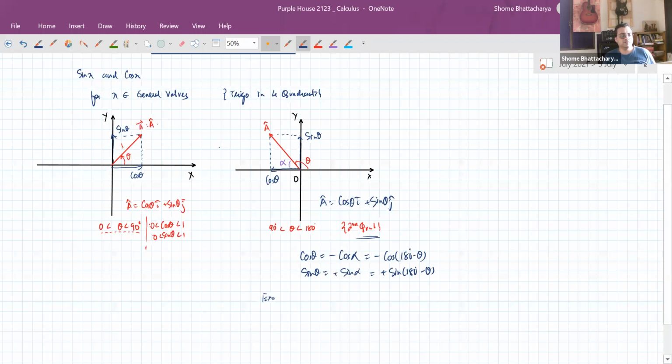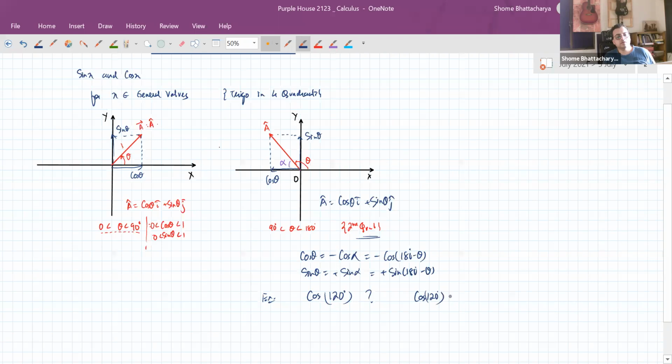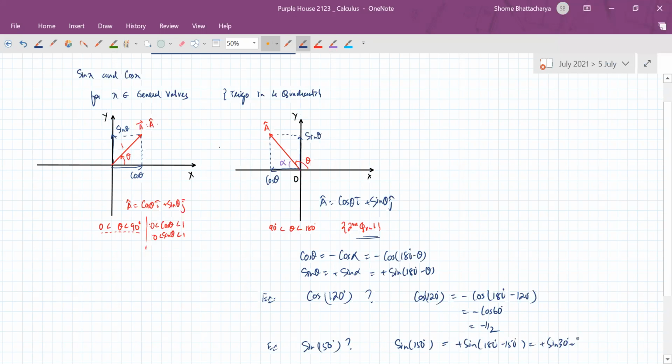For example, if we are asking what is the value of cos 120 degrees, immediately understand that cos 120 will be minus of cos 180 minus theta, so it will be minus of cos 60. That will be minus half. Whereas suppose now we ask ourselves what is sine of 150. You immediately understand that sine 150 will be positive of sine 180 minus 150. So that's positive of sine 30. That will be half.